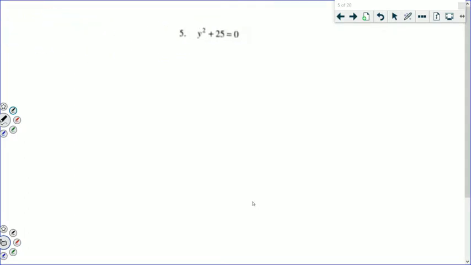Here we have y squared plus 25 equals 0. We have a similar situation where we don't have that middle plain x or plain variable term. Here we have y squared plus 25.